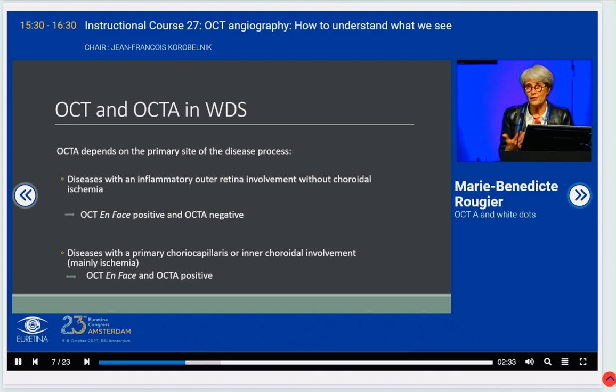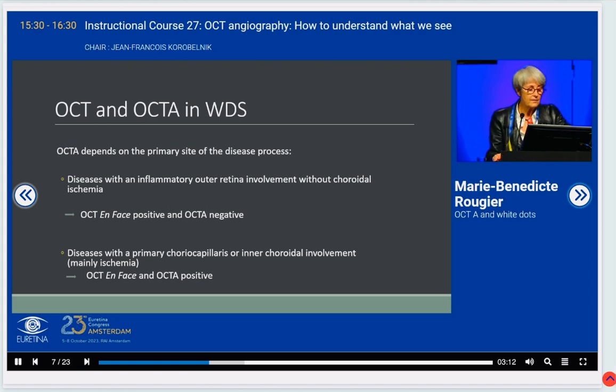So the purpose of my talk today is to show you how you can manage the diagnosis of white dot syndrome using OCT and OCT-A. The most important is to remember that the aspect of the OCT angiography depends on the primary site of the disease process. Indeed, if you have a disease with an inflammatory outer retinal involvement without choroidal ischemia, in this case, you will get an OCT en face positive, but the OCT angiography will be negative.